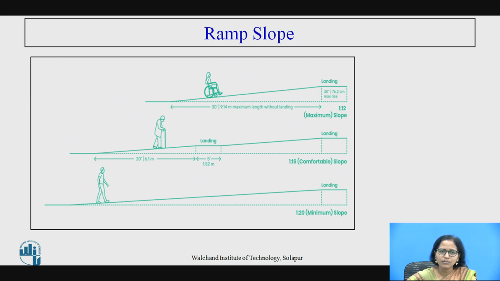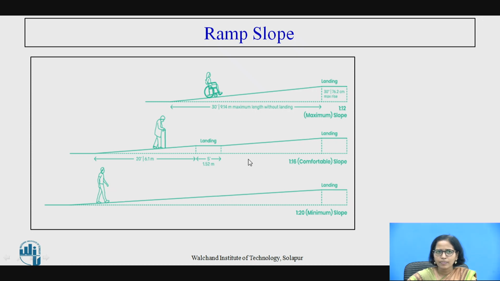Here you can see the different ramps provided for different persons doing different activities: a person with a wheelchair, a person with a stick, and a normal person. For a normal person, the slope provided is a minimum of 1:12 with a single landing. Next, for a person with a stick, you can see the landing in between the two ramps. A landing is provided which will be around 5 feet, that is 1.5 meters. Overall, the comfortable slope is provided as 1:8 to 1:16.